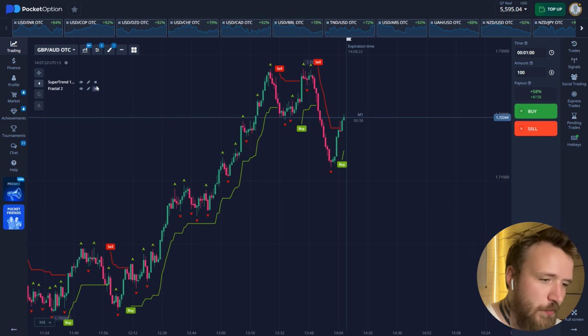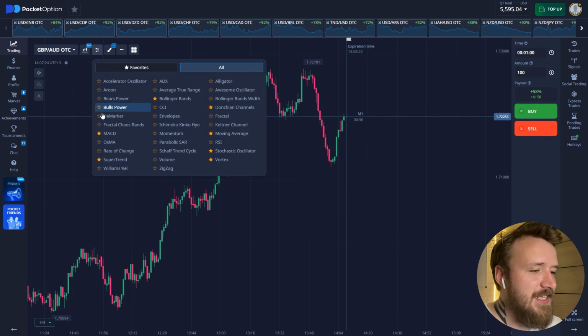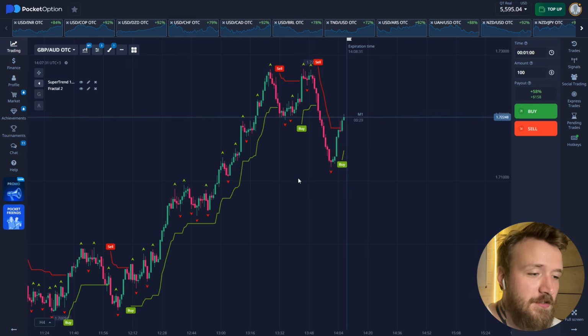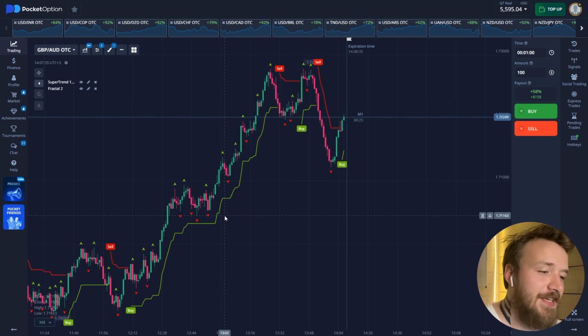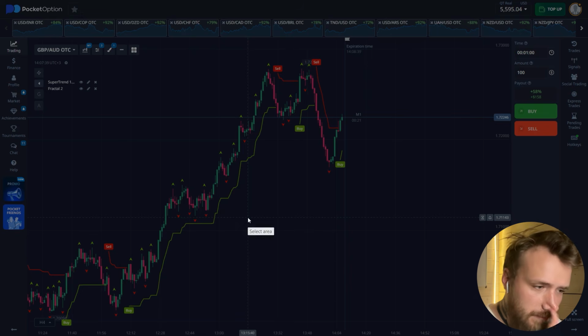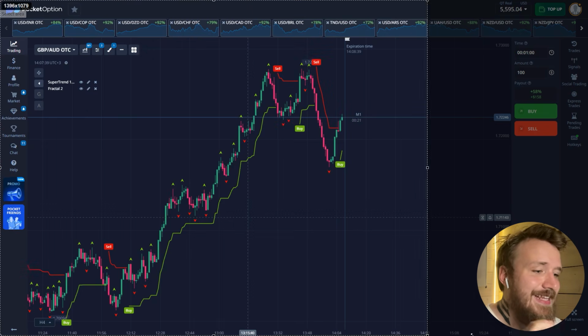Let's get started. Look, we have two indicators set up. Let's go to the indicator tab. The first indicator we need is called super trend. The second indicator is fractal. Set up these indicators for yourself and copy the strategy and everything I tell you today exactly. Let's begin. First, as always, we start with an explanation.